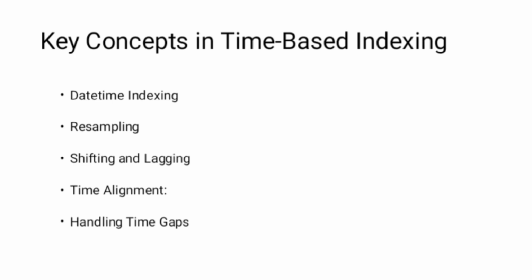Time alignment. When working with multiple time series variables, they should be aligned on the same time index. For example, if one variable has data at a higher frequency and another at a lower frequency, you can resample both to the same time index to ensure they are aligned.